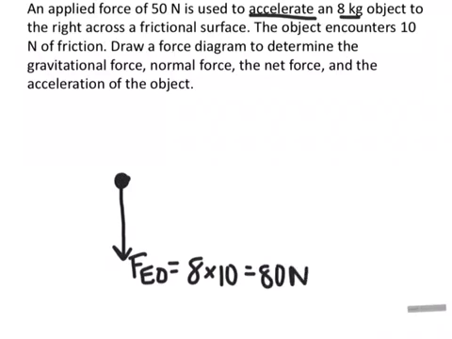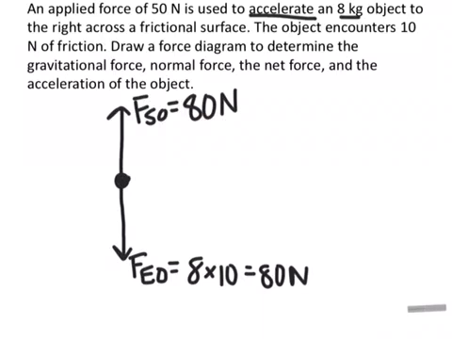Again, usually it's going to be on the surface, so we're going to need to be balanced vertically. So this frictional surface needs to be pushing up with the exact same amount that Earth pulls down. So right there, we've already figured out the gravitational force, 80 newtons. The normal force, again, is how much the surface is pushing on the object, which is 80 newtons.